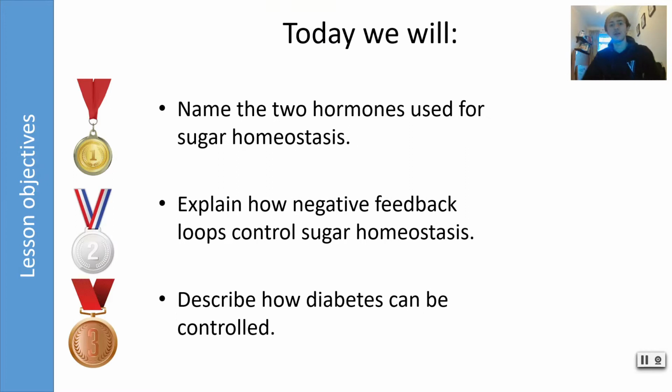From our lesson objectives, we need to name the 2 hormones used for sugar homeostasis. You need to tell me that that's insulin and glucagon. Explain how negative feedback loops control sugar homeostasis. Really, that's just being able to draw that diagram, explaining what happens when you have too low or too high blood sugar. And then describe how diabetes can be controlled. That's telling me that we inject insulin for type 1 diabetes, we diet and exercise for type 2 diabetes. If you've understood those 3 points, you've got today's lesson fine.